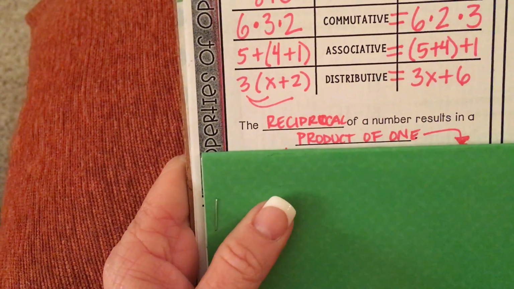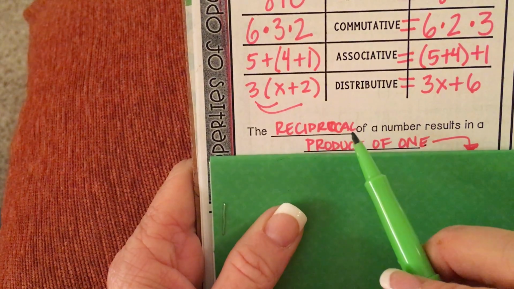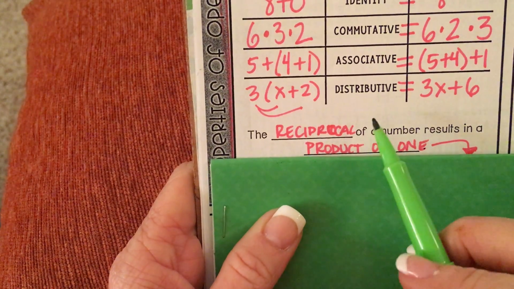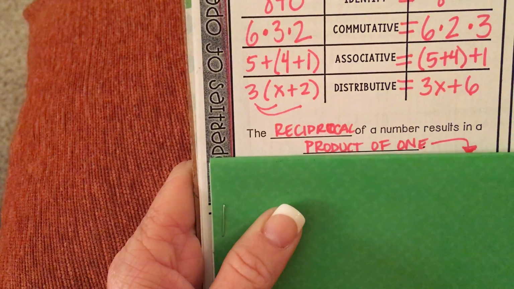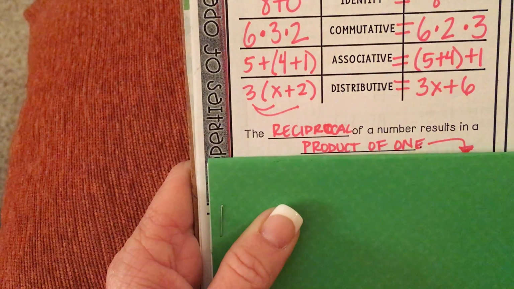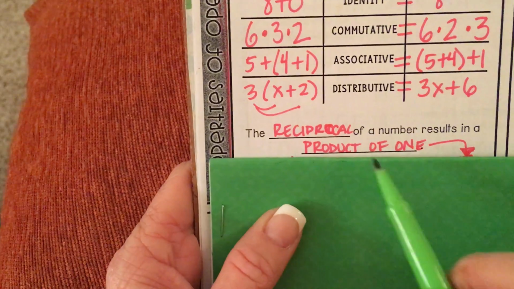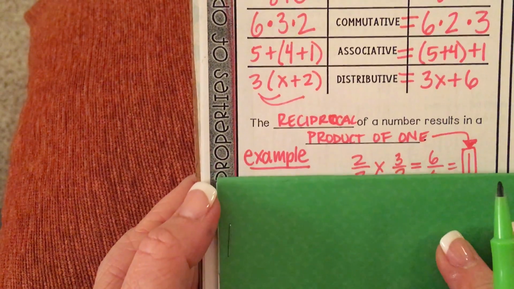Another important rule with expressions is that the reciprocal of a number, and the reciprocal is what you get when you flip something. So if you had 1/3 and you flip it, you get 3/1. If you have 2/5 and you flip it, the reciprocal is 5/2. The reciprocal of a number results in a product of 1, and product is the answer when you multiply.